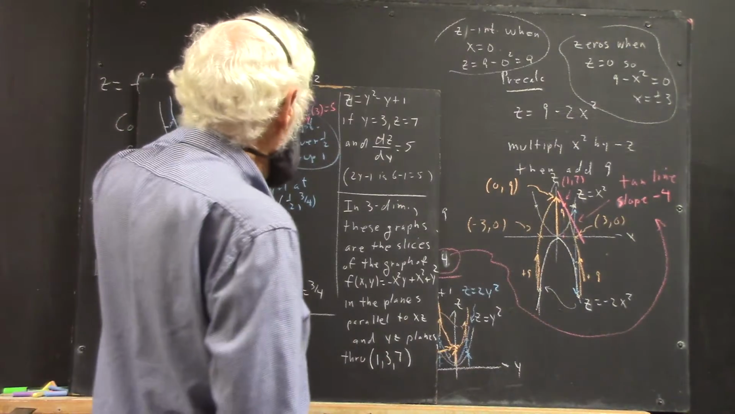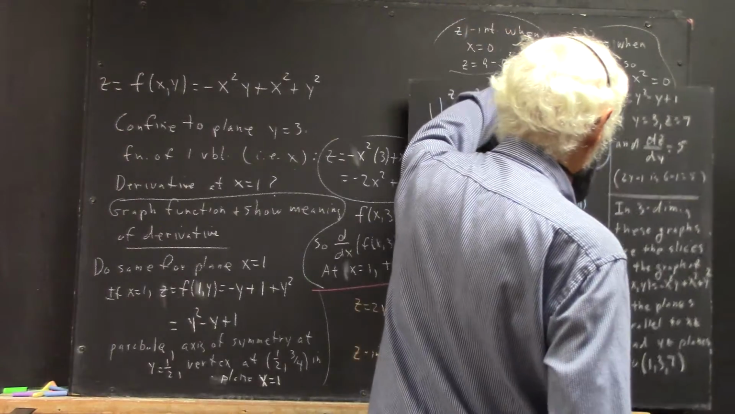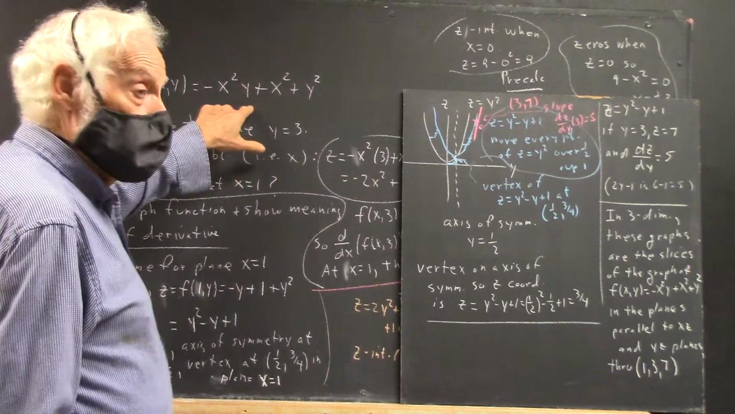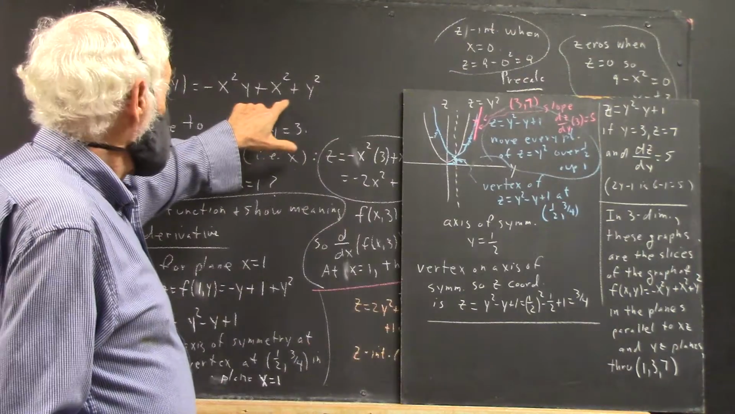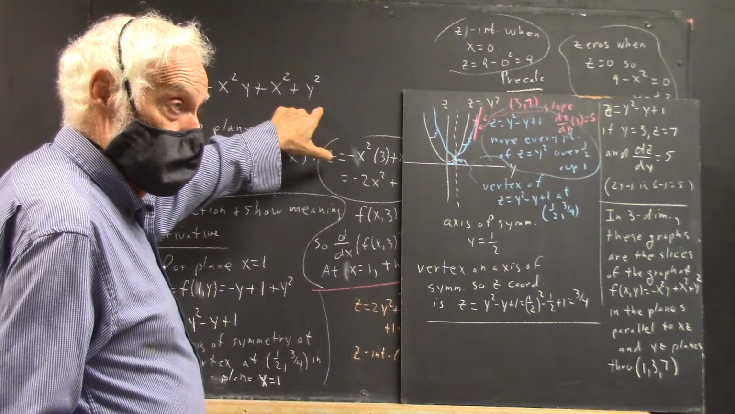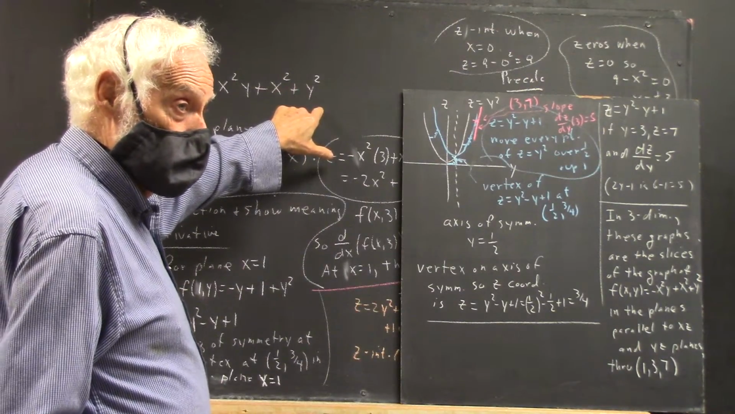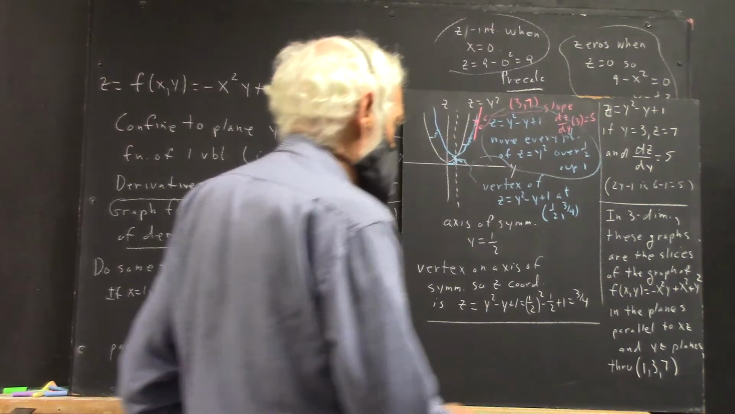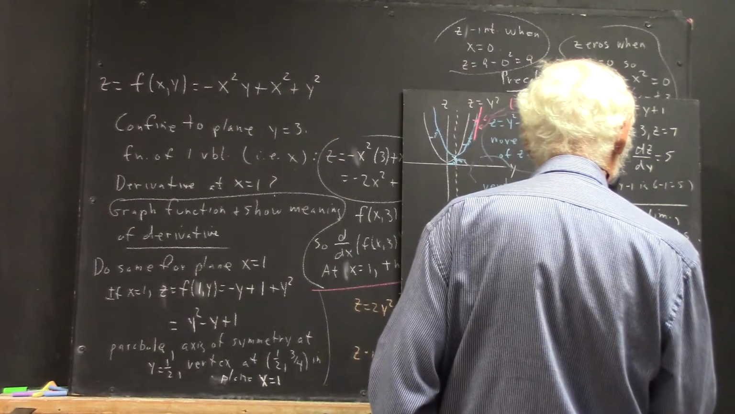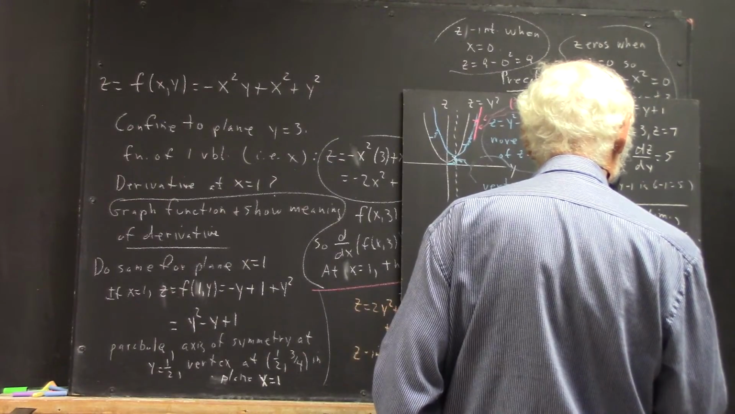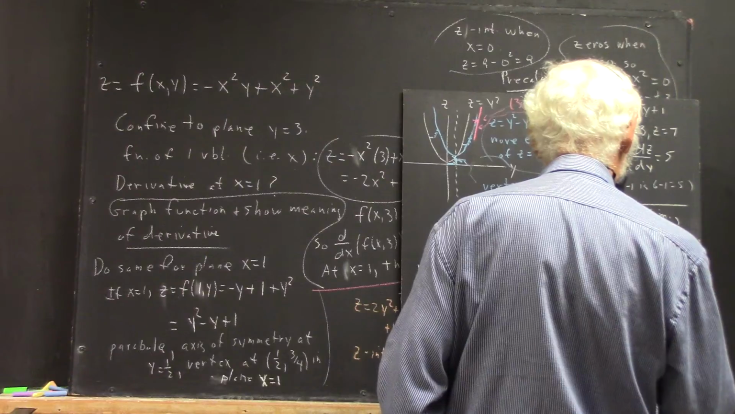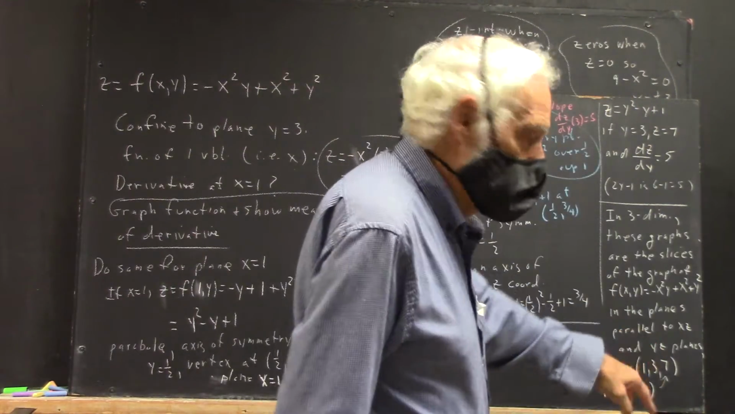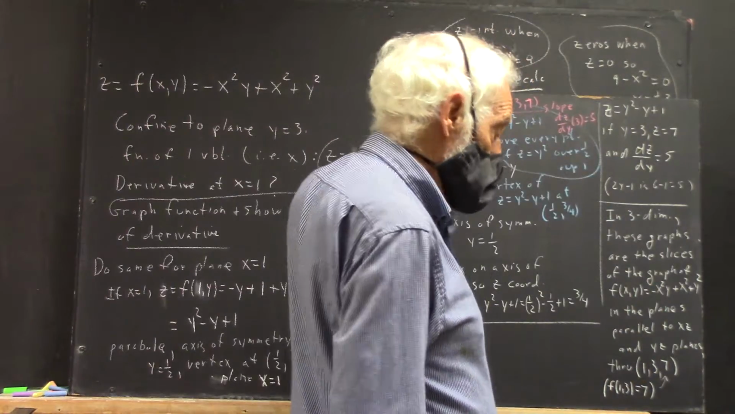In other words, if you plug x equals 1 and y equals 3 into this equation, you get negative 3 here, you get 1, and you get 9. Okay, 1 and 9 is 10, minus 3 is 7, right? You just emphasize where that 7 comes from. f of 1, 3 is 7.